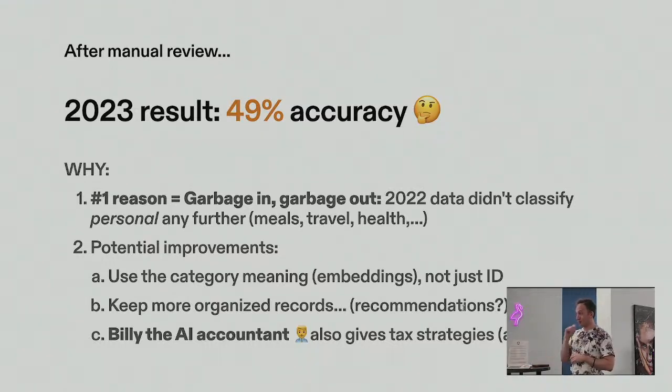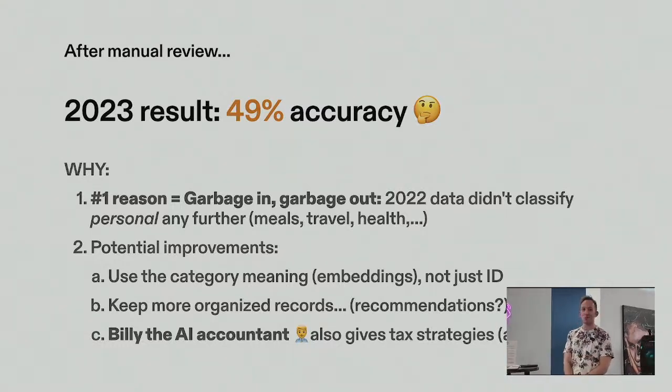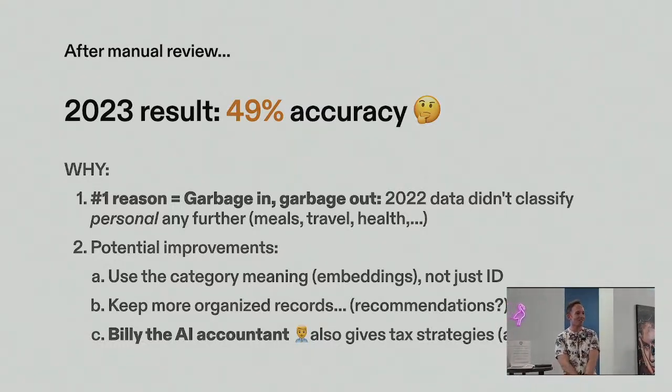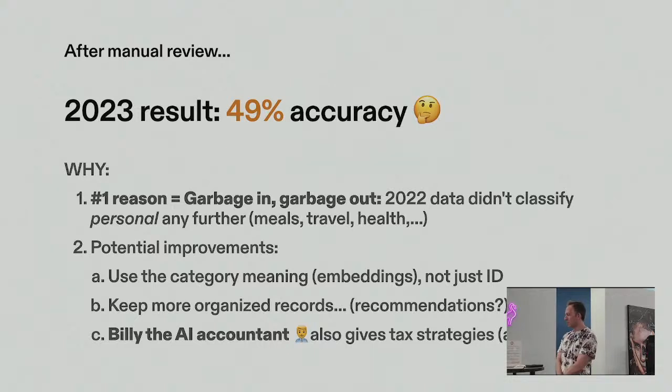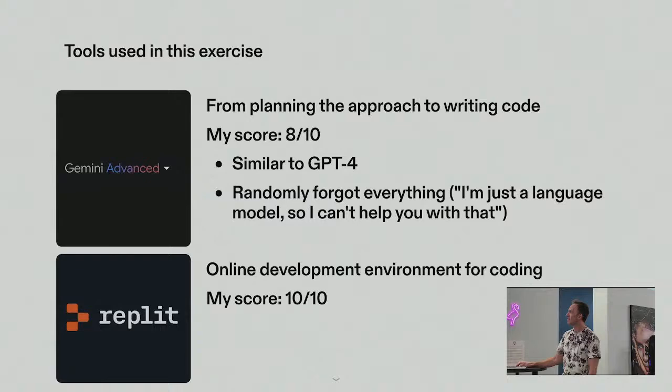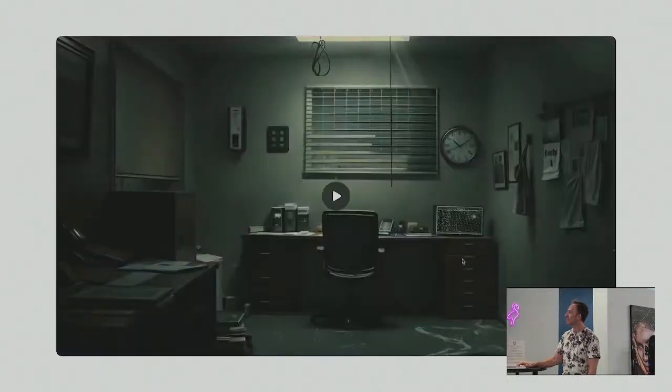Here's a potential improvement. I could keep more organized records. So if anyone here has any recommendations on how to do that, I'm open to hearing about it. And potential improvement, Billy the AI accountant, anyone? Like have an AI accountant that just does all this for you. And here, I'm just going to combine what we talked about earlier about the video. I'll skip ahead with the video with this AI accounting. I'll just show a little video that I created using Runway ML to talk about taxes.